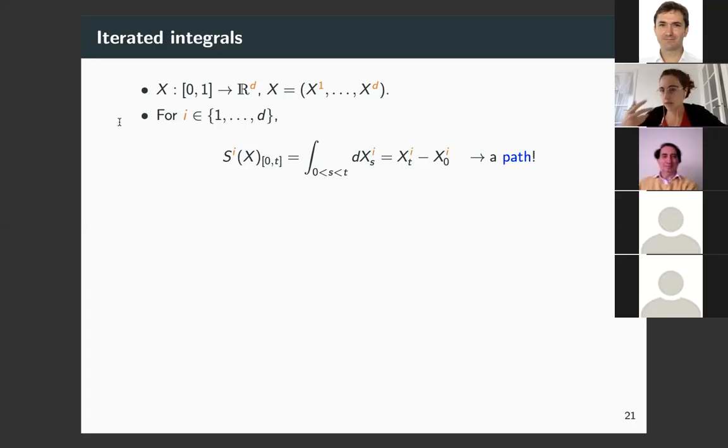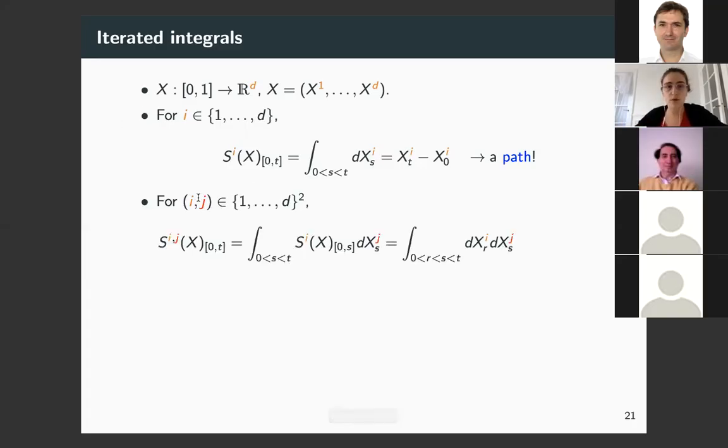And we can iterate this and integrate over any pair of indices. So I get d squared coefficients S^{ij}. I integrate on a simplex, so s has to be smaller than t. So this is not symmetric: S^{ij} is not the same as S^{ji}.